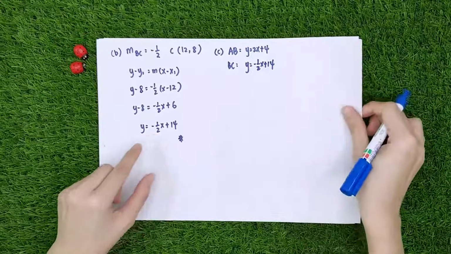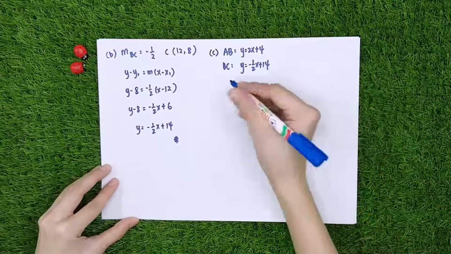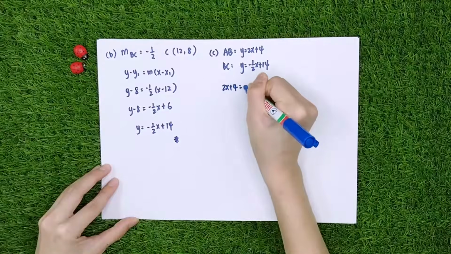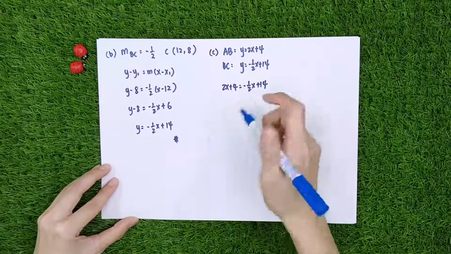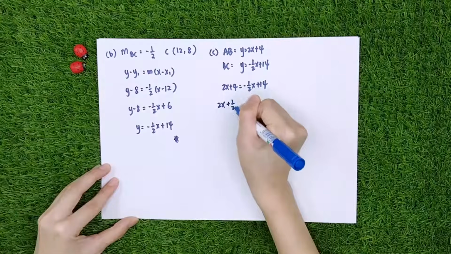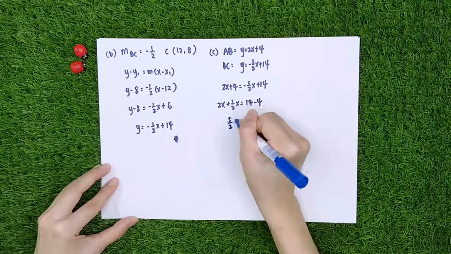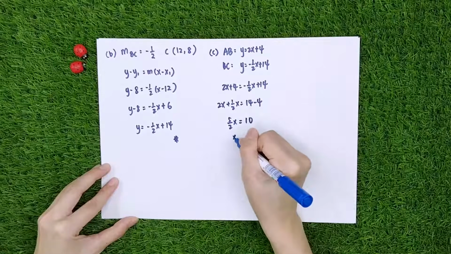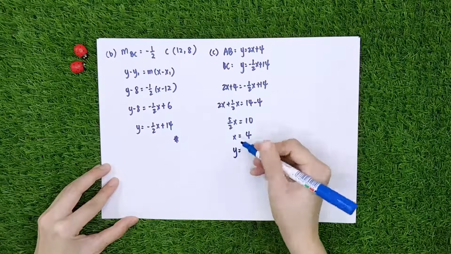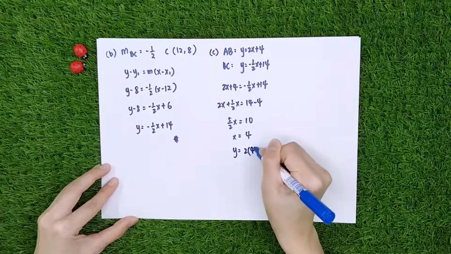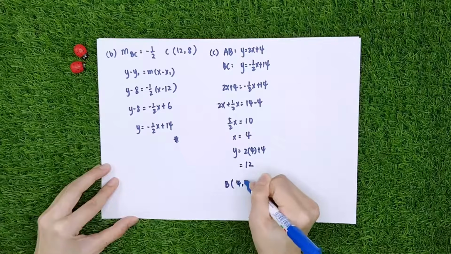Since B is the intersection point of these two lines, we can equate these two equations. 2x plus 4 is equal to negative half x plus 14. I will move the variable x to the left hand side. So 2x plus half x is equal to 14 minus 4. So I will get 5 over 2 x is equal to 10. So my x is equal to 4. After I get my value of x, I can get my value of y easily. 2 times 4 plus 4 equals 12. So my coordinate B is (4, 12).